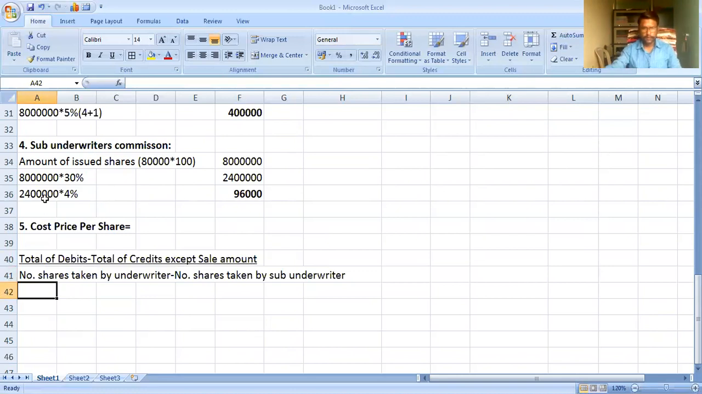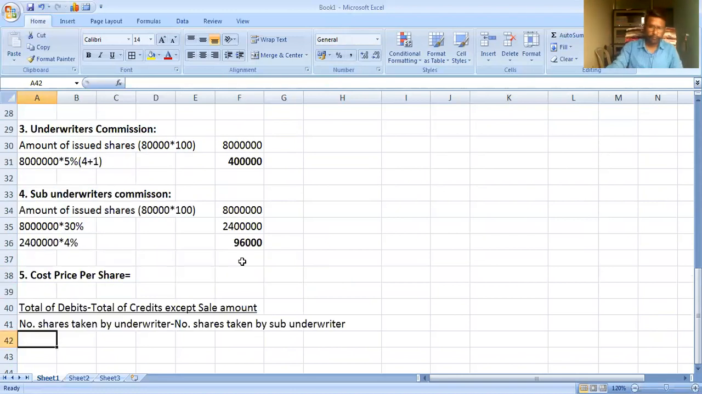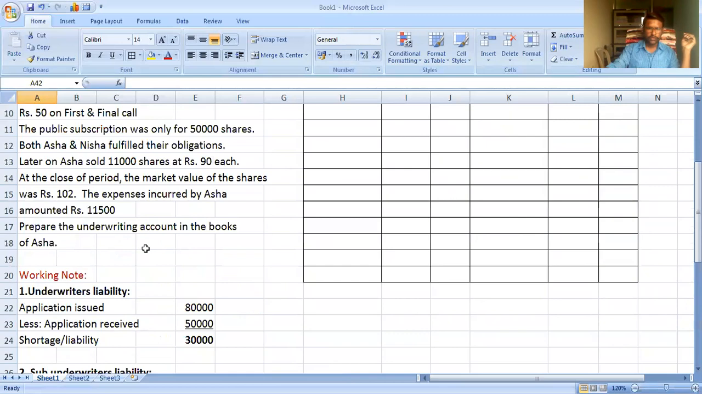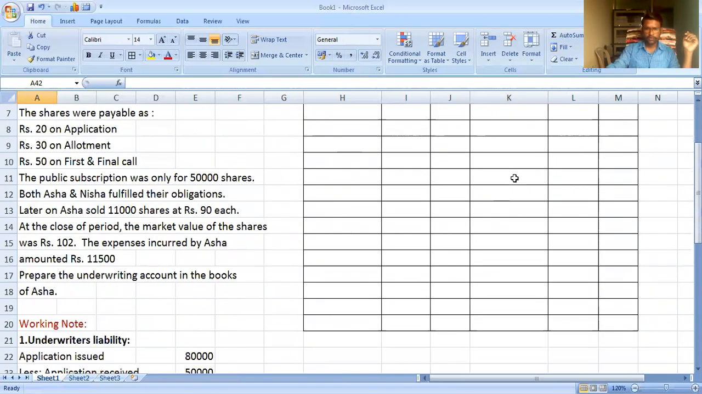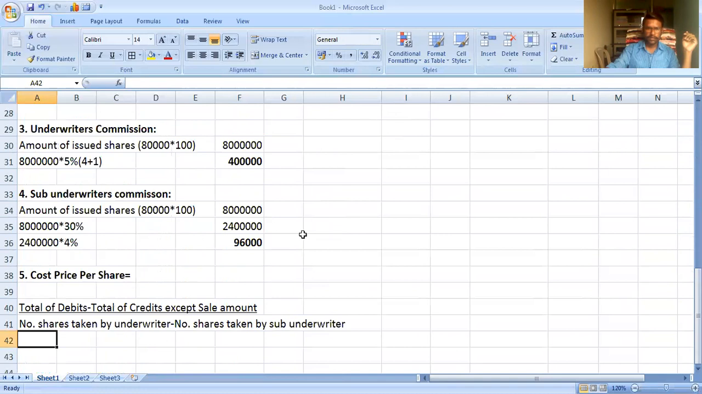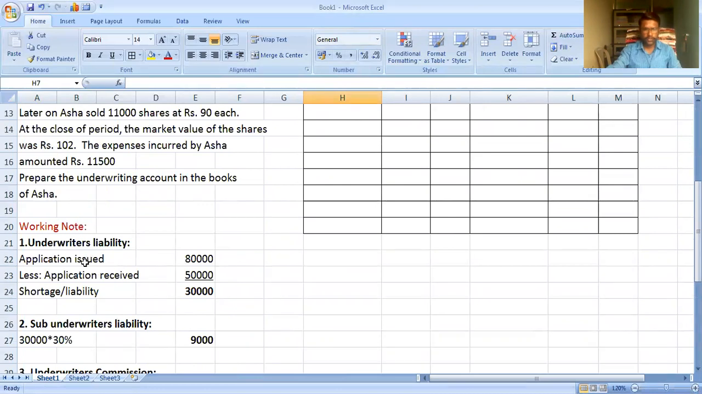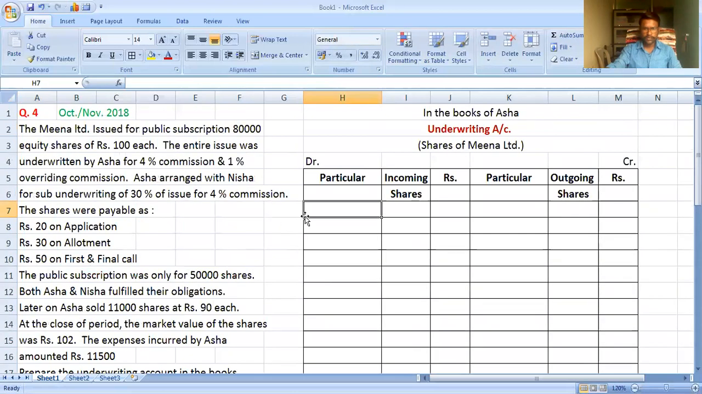Total of debits. I am solving the question, taking these amounts, then I will solve the cost price per share. Okay, now first taking the debit side, according to the first working note, underwriter's liability application issue 80,000 less application issue 50,000, shortage of underwriter's liability 30,000. Hence 30,000 is the incoming shares.